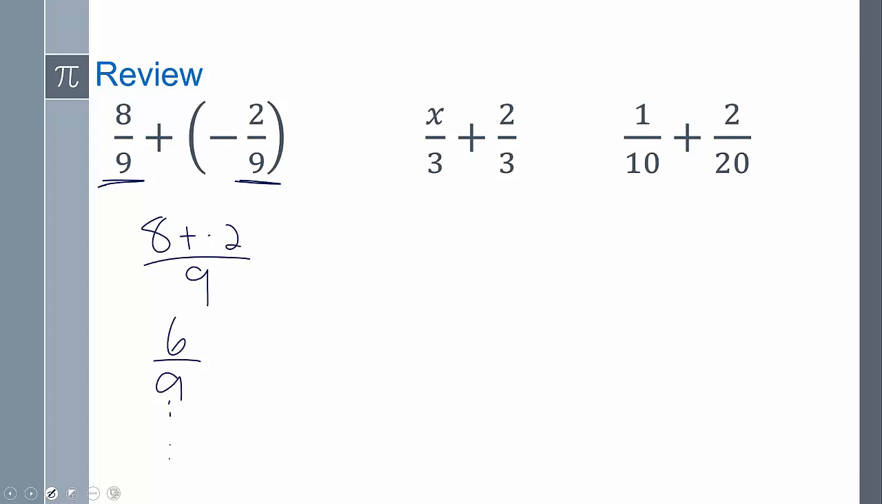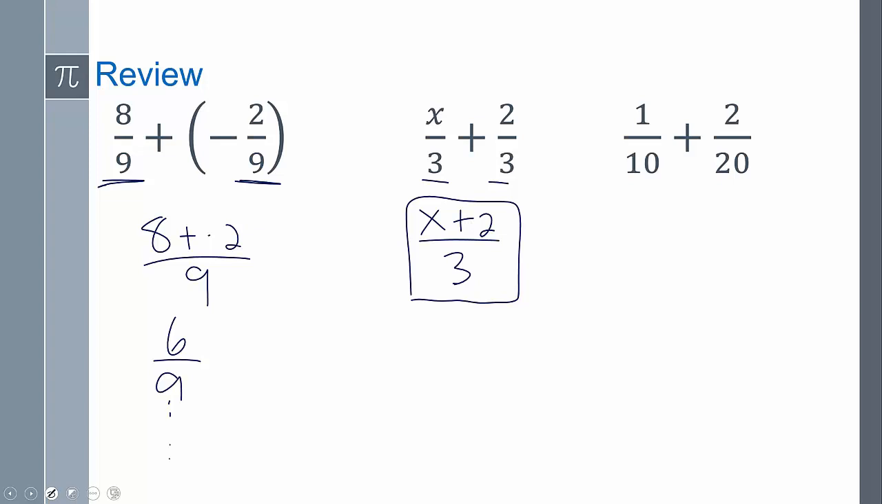Now, if there's variables involved, what's going to happen here, right? Our denominators are the same, so it's still a 3 on the denominator, but we're just going to add the tops, x plus 2. You can't reduce that further. We're done. So just know that we can add or subtract with variables involved, and there's no crazy trick to it.